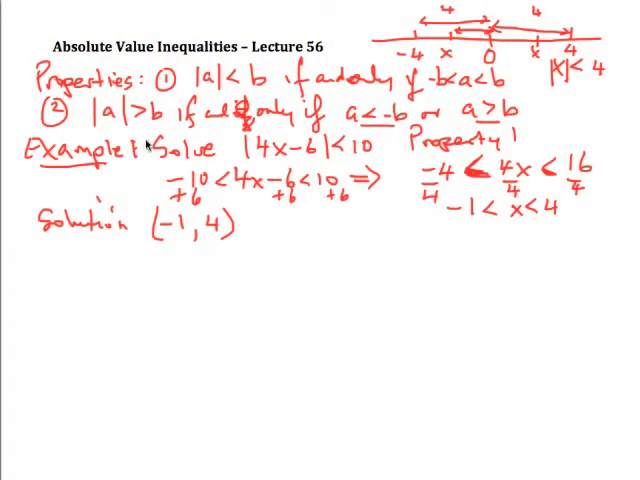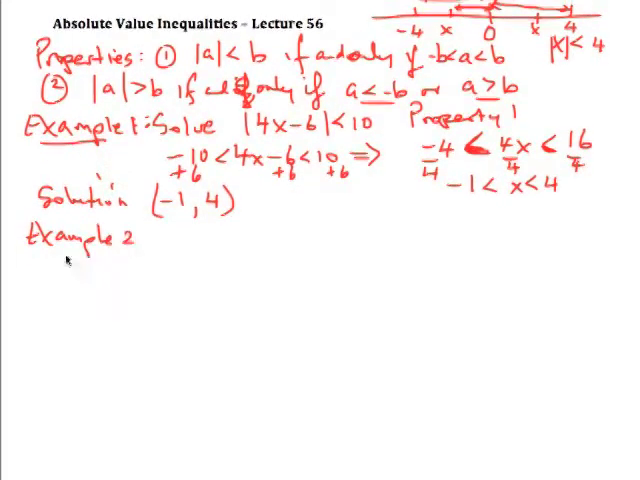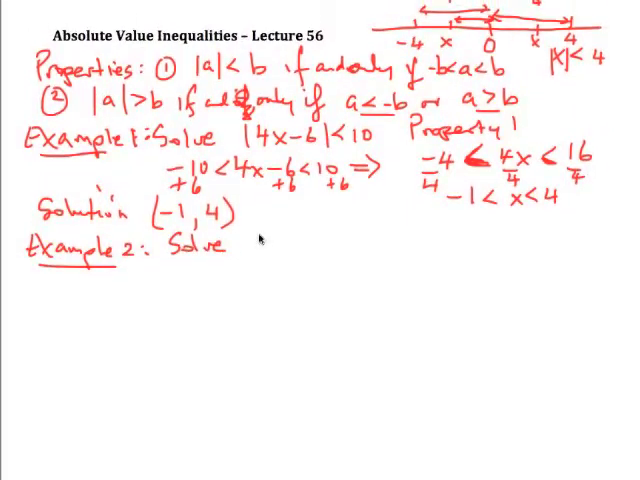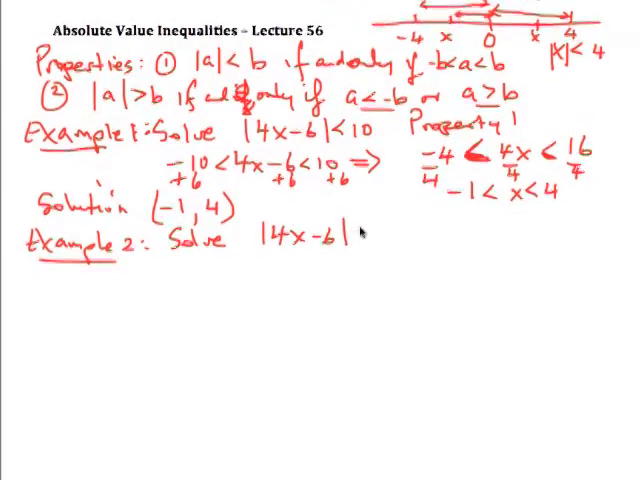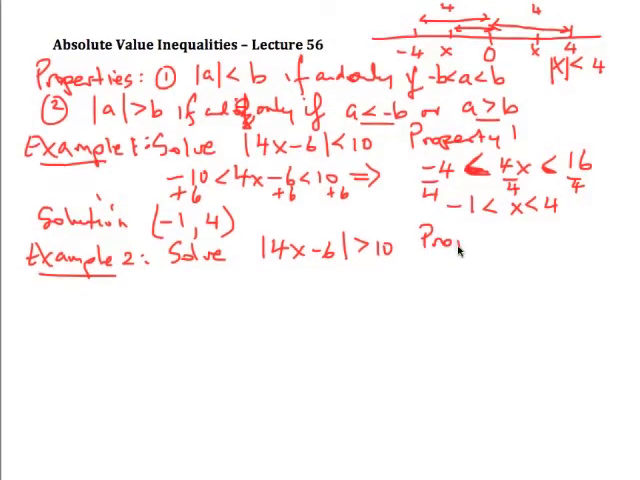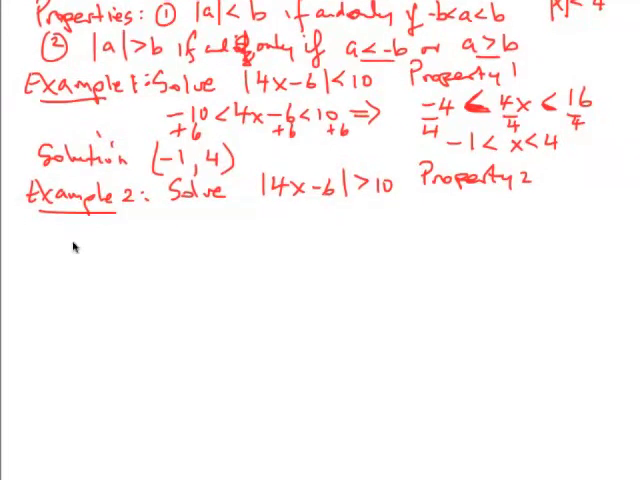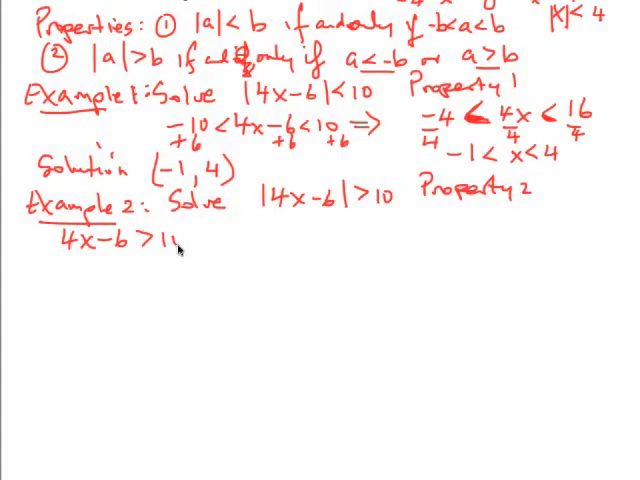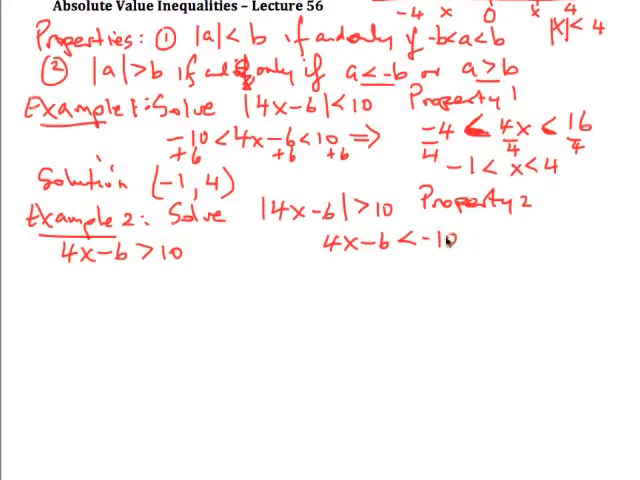So let's just change the question a little bit for this second example. Let's suppose I now want to solve the absolute value of 4x take 6 is greater than 10. Notice that this is now property 2. So this is going to mean we need to break it into 2 inequalities. So 4x take 6 is greater than 10, and we have 4x take 6 is going to be less than negative 10.